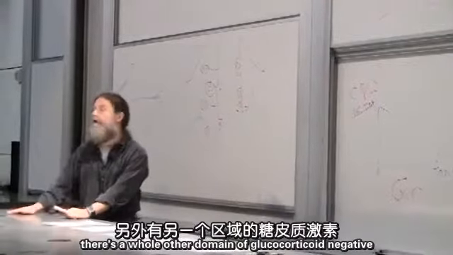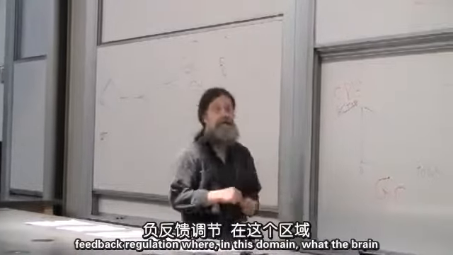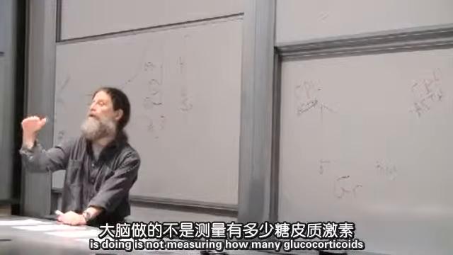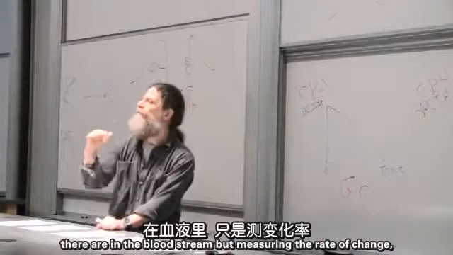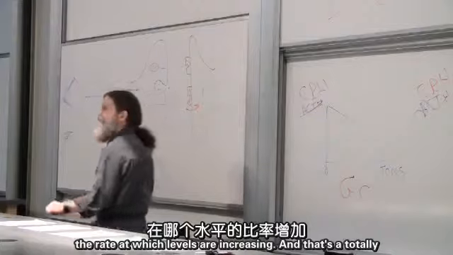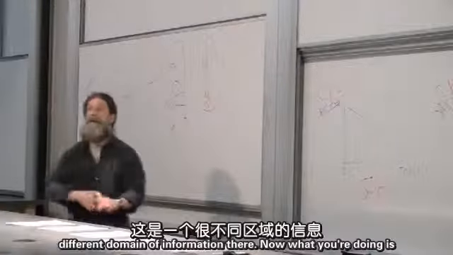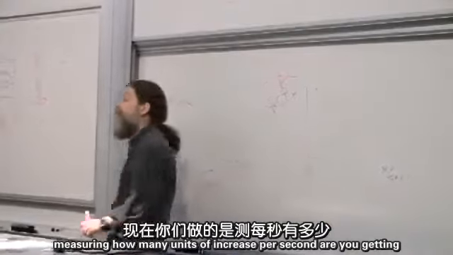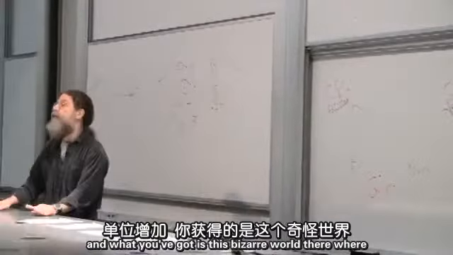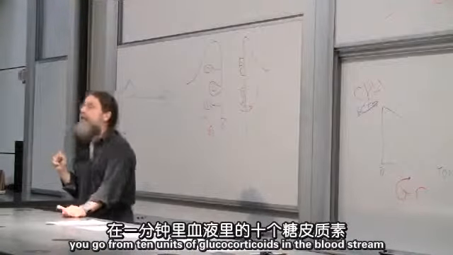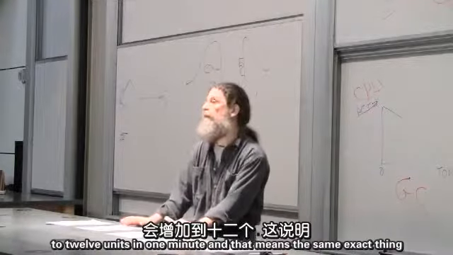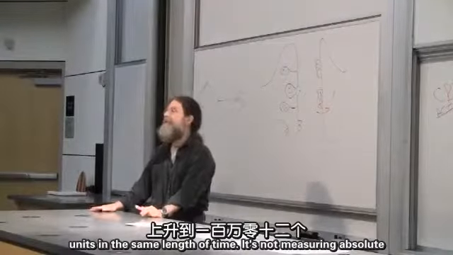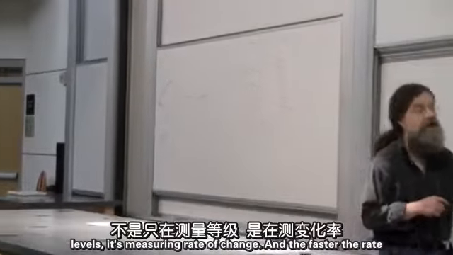But in addition, there's a whole other domain of glucocorticoid negative feedback regulation, where what the brain is doing is not measuring how much glucocorticoids there are in the bloodstream, but measuring the rate of change, the rate at which levels are increasing. And that's a totally different domain of information. Now what you're doing is measuring how many units of increase per second you are getting. And what you've got is this bizarre world where you go from 10 units of glucocorticoids in the bloodstream to 12 units in 1 minute. And that means the same exact thing as going from 1,010,000 units to 1,012,000 units in the same length of time. It's not measuring absolute levels, it's measuring rate of change.